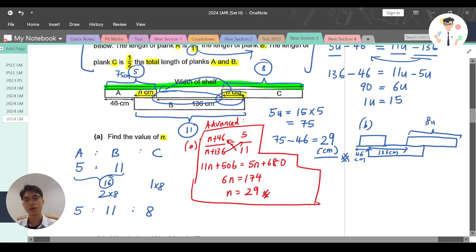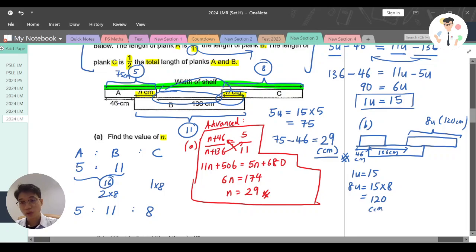8 units. Again, I know that 1 unit is equal to what? 15. So 1 unit is equal to 15. 8 units will be equal to 15 times 8, and I will get 120. So I know here is 120 cm. And in order for me to look for the width, I'll just do 46 plus 136 plus 120. And now my final answer is 302 cm.